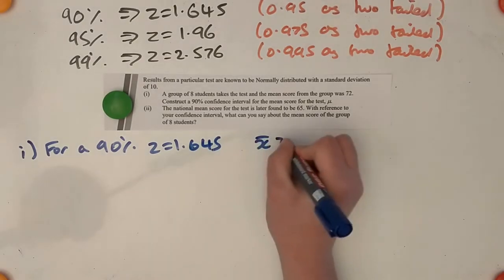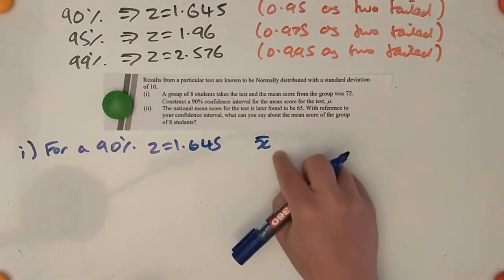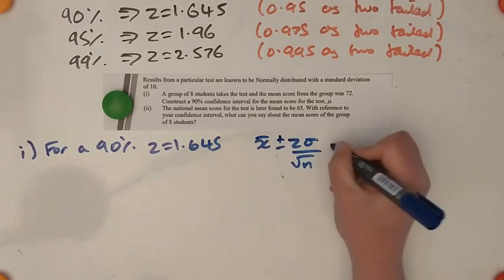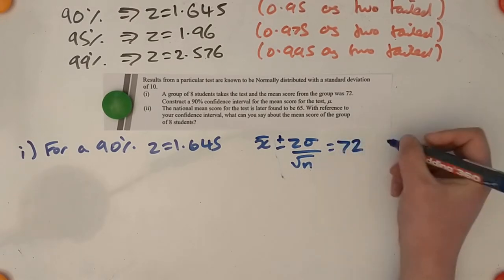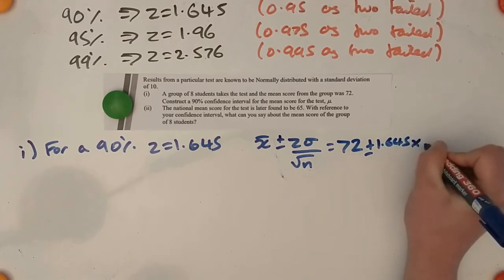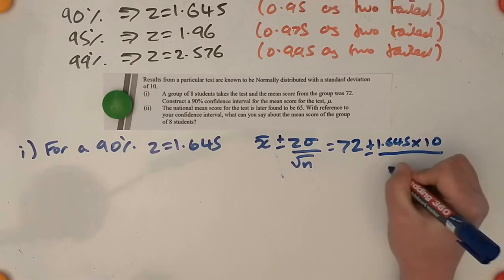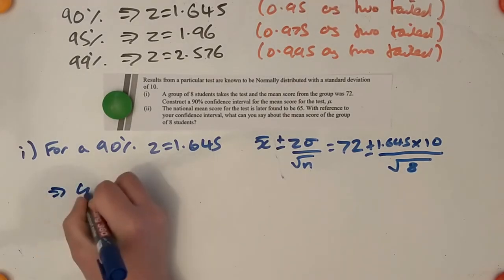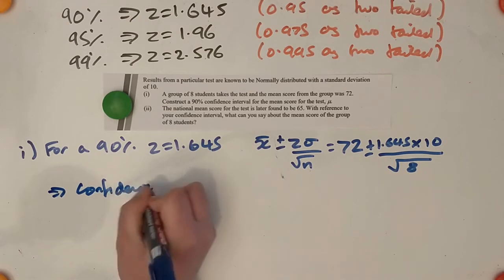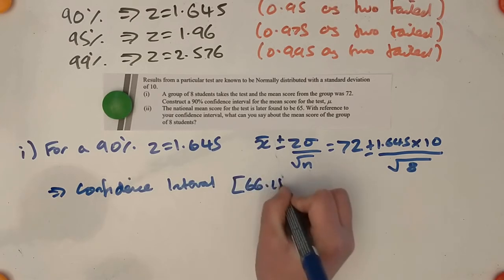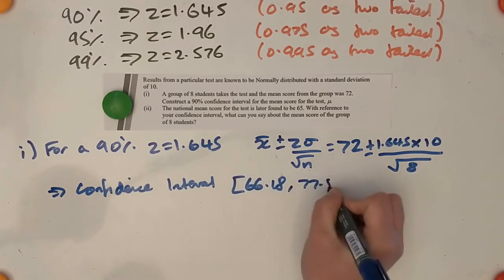And we know from our formula the confidence interval is x bar plus or minus z sigma over root n. So my mean is 72, that's my sample mean, plus or minus z, which is 1.645, times my sigma, which is 10, divided by square root of my n, so square root of 8. Okay, put that into my calculator, and I get the confidence interval, which we usually write in interval notation of 66.18 and 77.82.